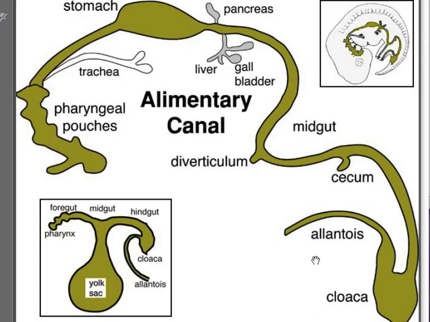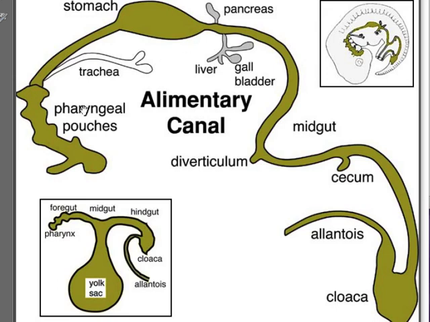The hindgut develops into a cloaca from which the allantois develops. The midgut forms an elongate loop from which the cecum develops. And the foregut exhibits a stomach expansion and outgrowths that will become the pancreas and liver.